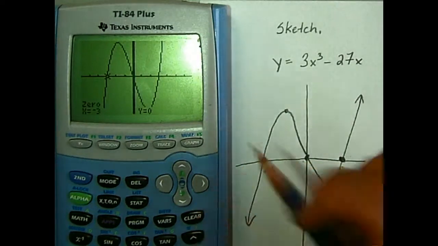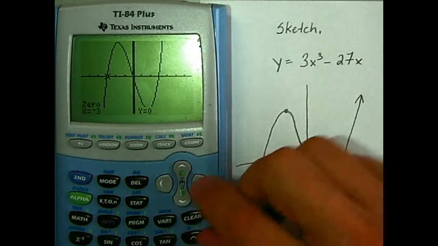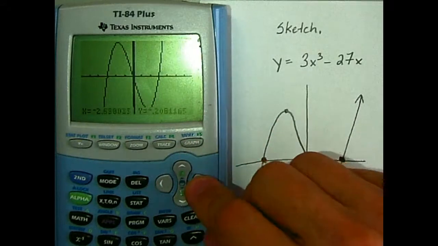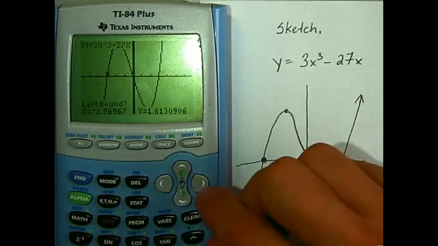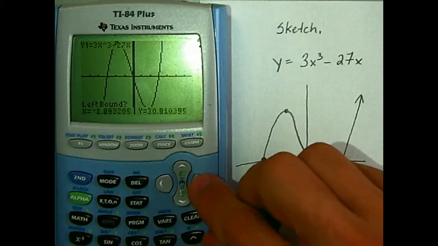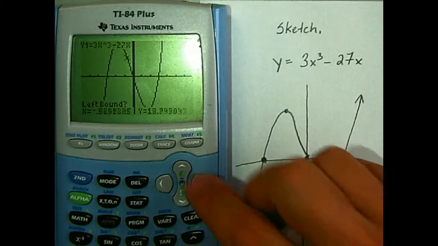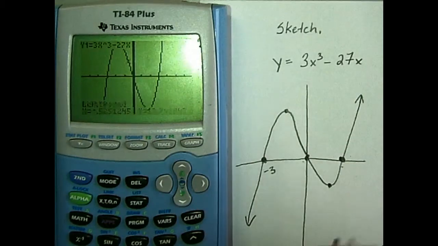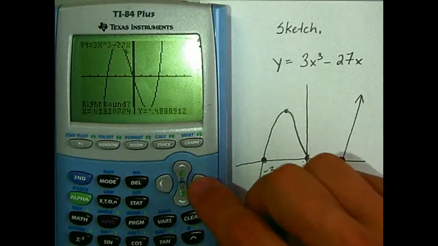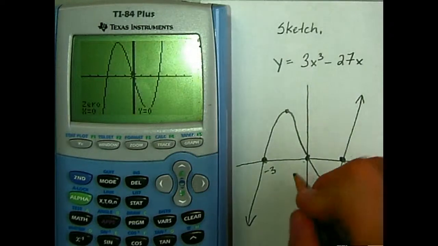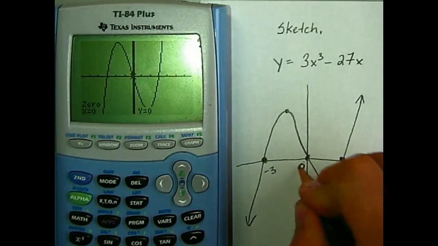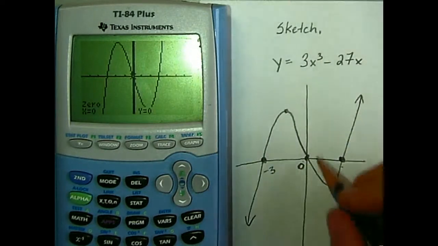Now I'm going to look for this 0 here, which is kind of obvious, but we'll do it anyway. I'm going to go second calc, 0 again. You've got to do it each time, go to second calc, because it'll only do one point at a time. I push enter, 1 to the left, enter, 1 to the right, and enter one more time. Sure enough, that 0 or x-intercept is exactly at the origin, 0, 0.